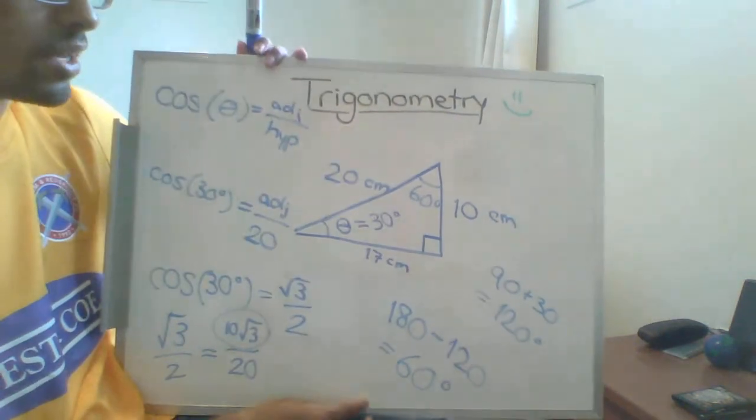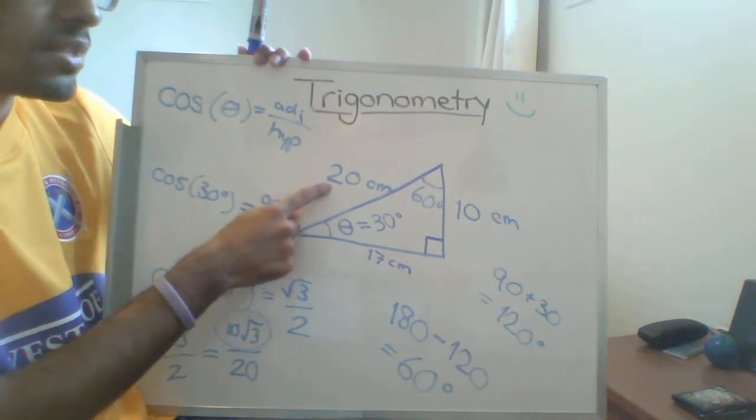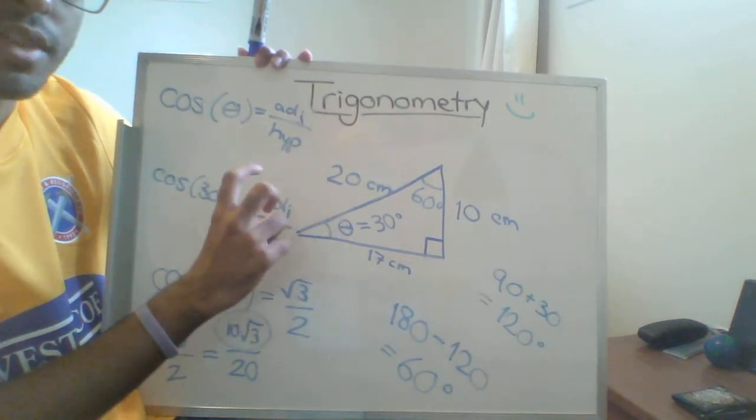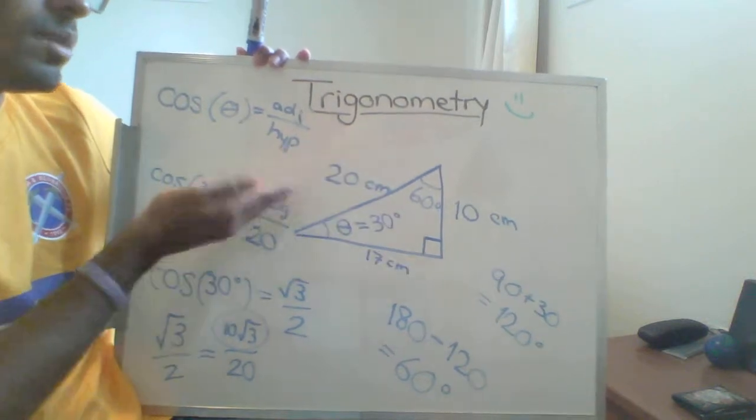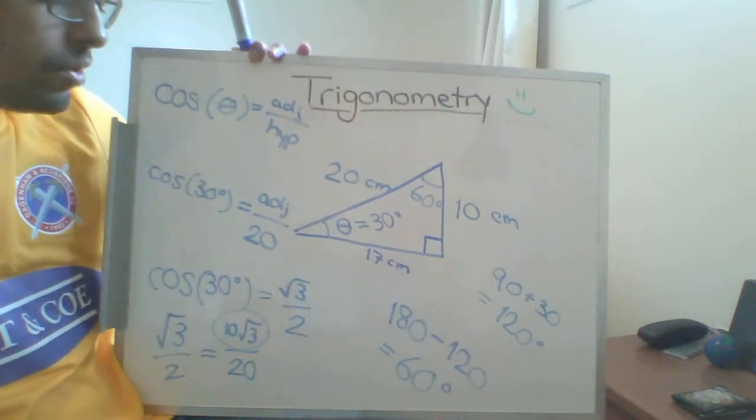And you can check to see that you've done it right by making sure that this side is the longest. If this said 17 and this said 20, we've done something backwards, because the hypotenuse must be the longest side of the triangle. Okay, now we've got a few minutes left in this video.